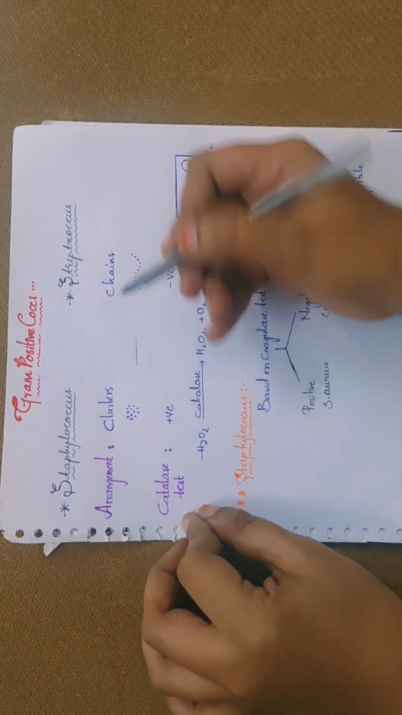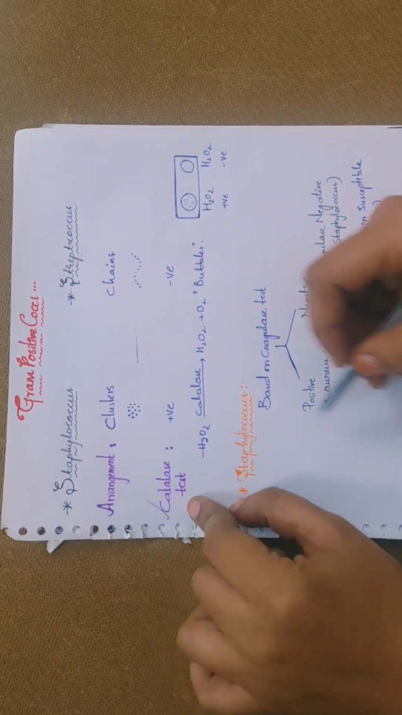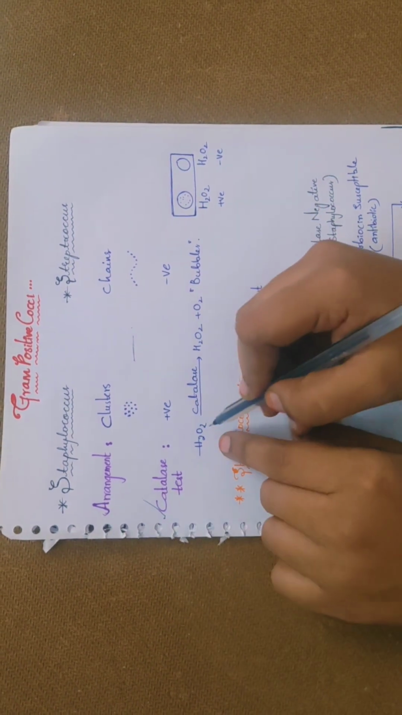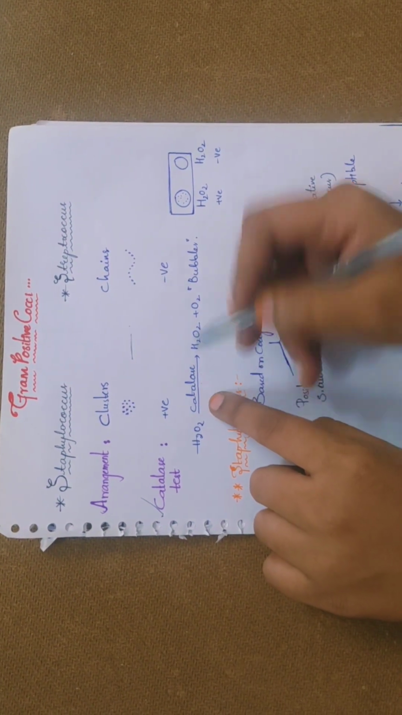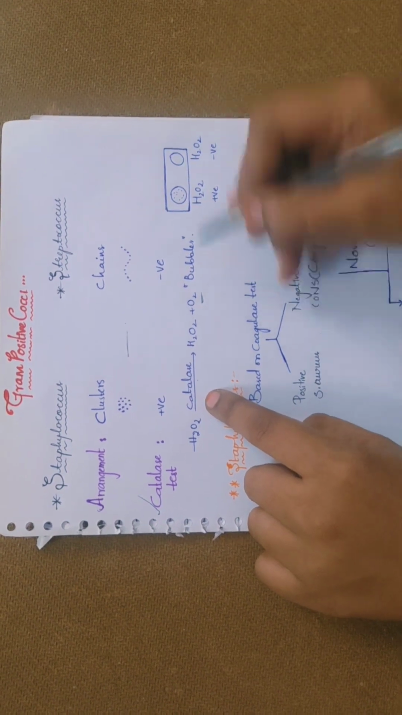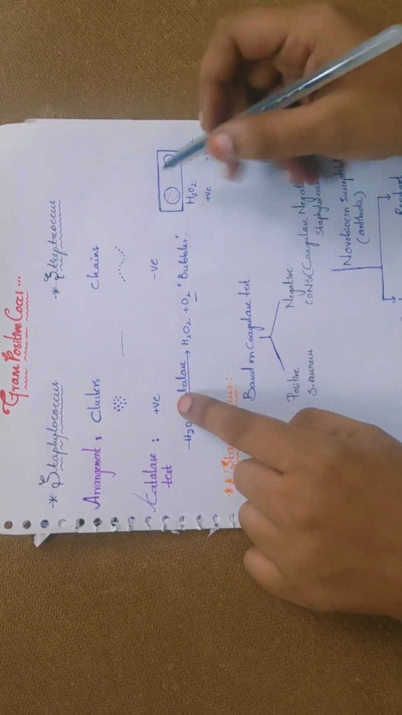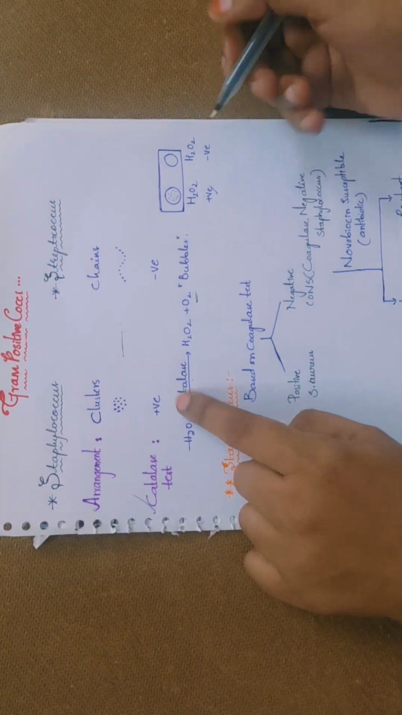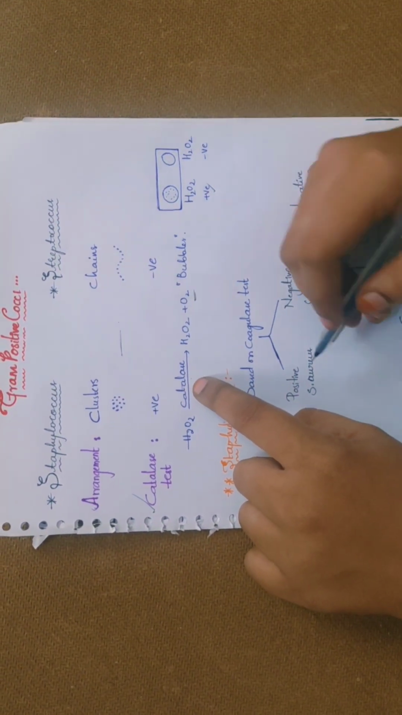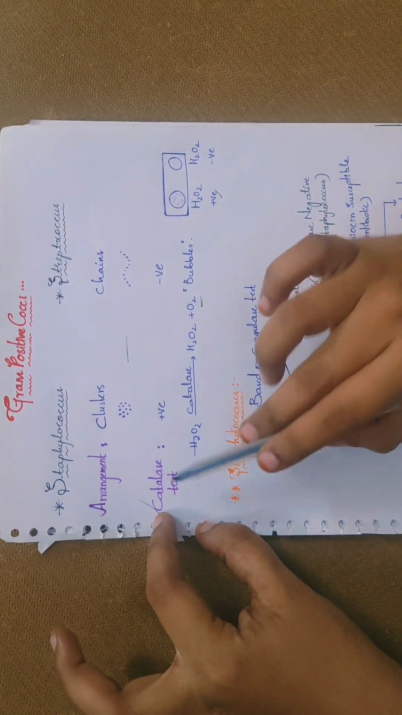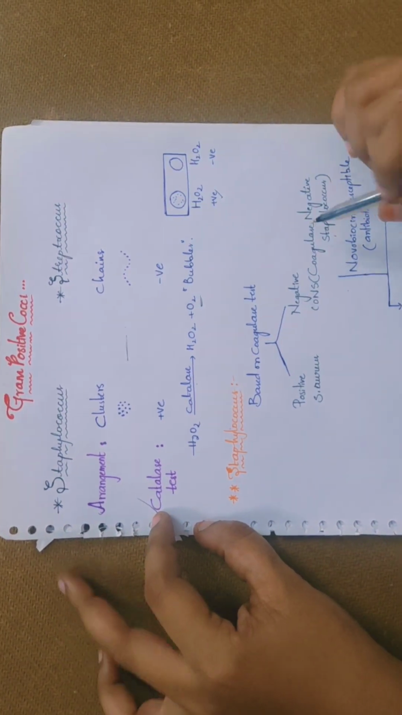Both are differentiated mainly through the catalase test. The catalase test is nothing but hydrogen peroxide. In the presence of the enzyme catalase, it liberates oxygen, which appears as bubbles. On a slide, Staphylococcus is positive and Streptococcus is negative. So that is the catalase test which differentiates Staphylococcus from Streptococcus.